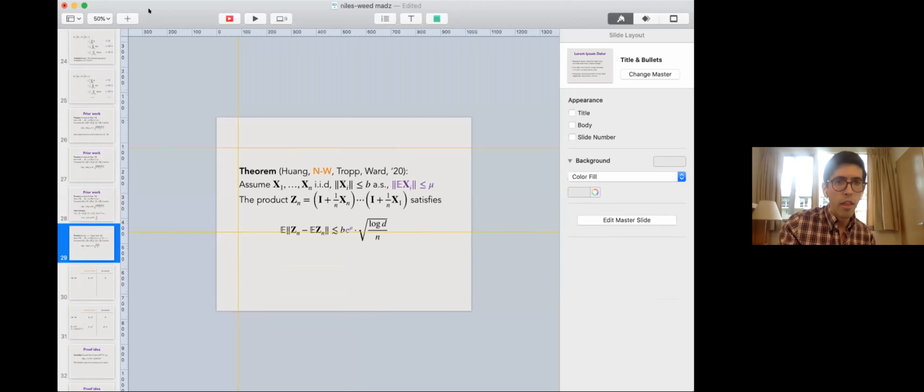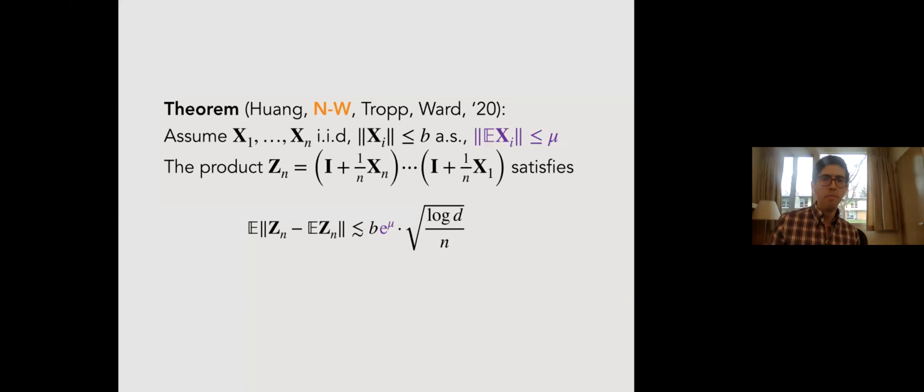So let me just flash the results here. So here's our result, which, if you compare it to what's on the previous slide, looks exactly the same, except instead of e to the b, we have e to the mu. And the mu here is the size not of the worst case bound, but just the size of the expectations of the matrix xi.